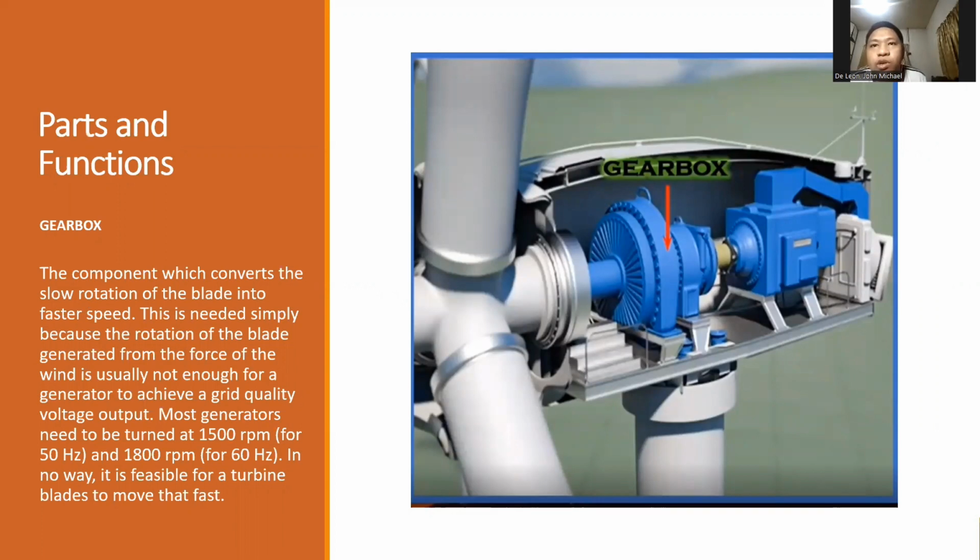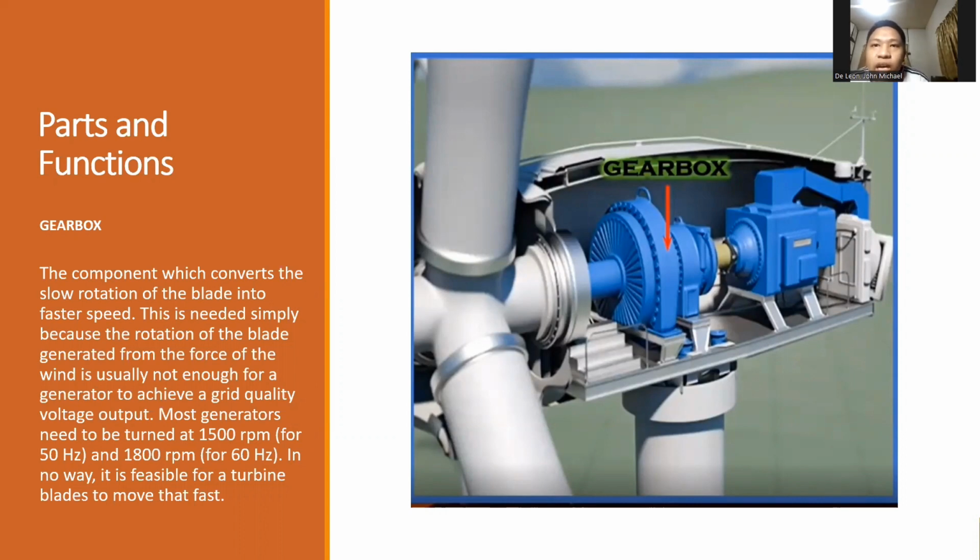Gearbox, the component which converts the slow rotation of the blade into faster speed. So, ayun, 'di ba, merong una yung blade na may parang mahaba na magpapaikot, nakakabit yun sa gearbox. Yung gearbox naman, imbes na mabagal lang yung ikot ng wind, yung gearbox yun yung parang nagpapadami ng rotations, nagpapabilis. This is needed simply because the rotation of the blade generated from the force of the wind is usually not enough for a generator to achieve a grid quality voltage output.